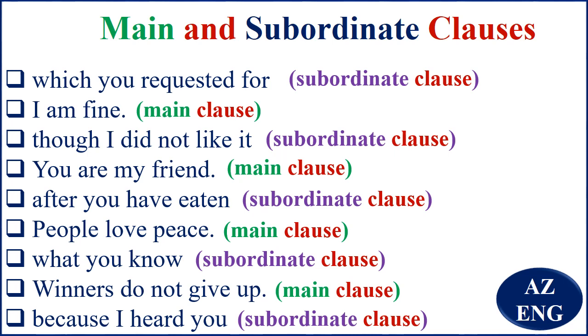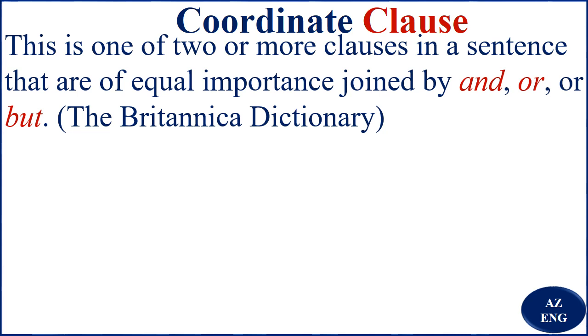So now we move to the coordinate clauses. Let's have that. The definition again, you can see the reference. This is one of two or more clauses in a sentence that are of equal importance joined by and or but. But you remember I told you it's not only and or but, that you can use or that are used.